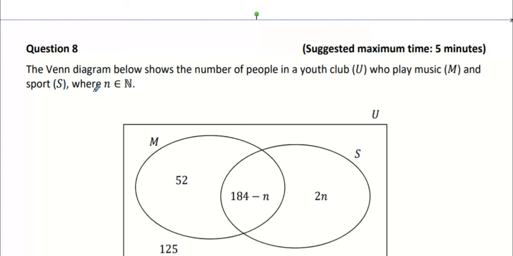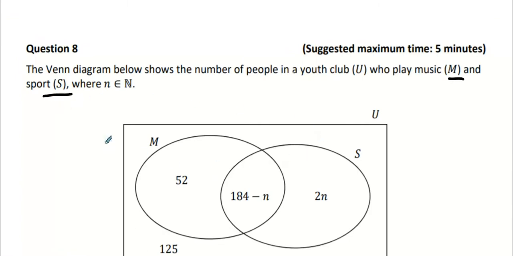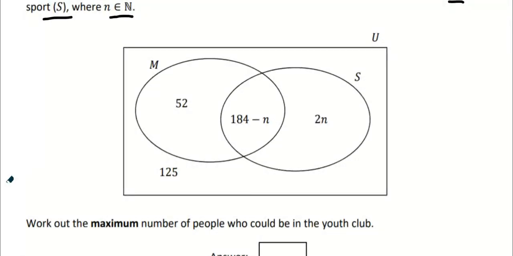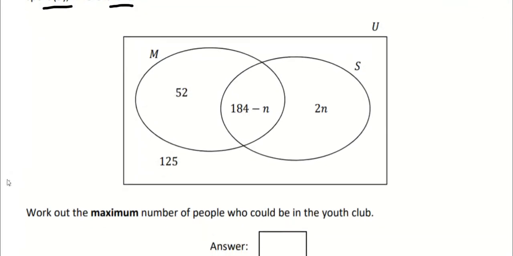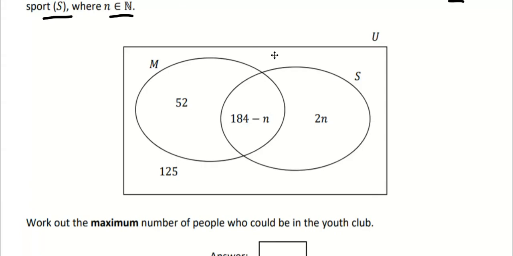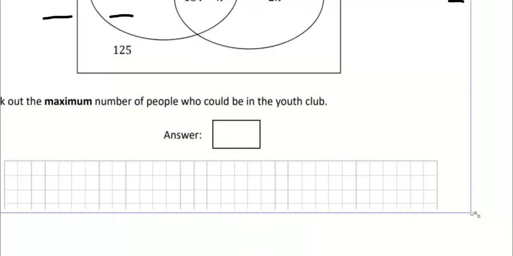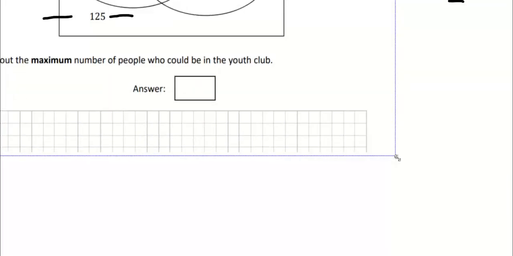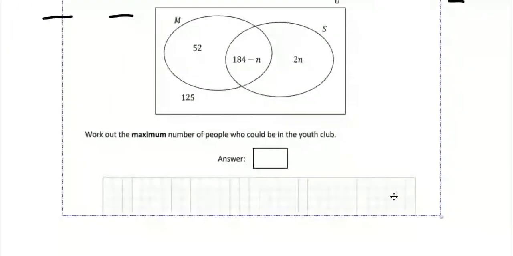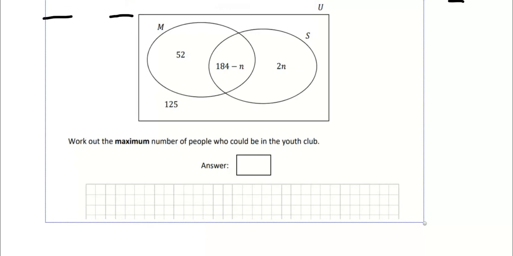Venn diagram shows number of people in U club who play music M and sports S, where n is an element of N. So this means n is a natural number. You can't have a decimal like 12.3 here. It has to be a whole number. So we're going to work out the maximum number of people who could be in the U club. Well, usually with these questions, I like to toy around with the numbers a wee bit, and I'll show you what I mean by that.